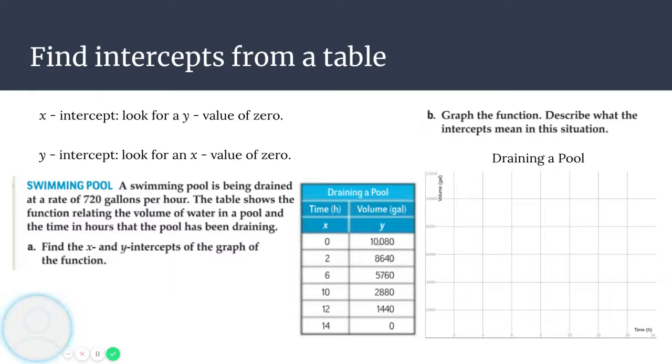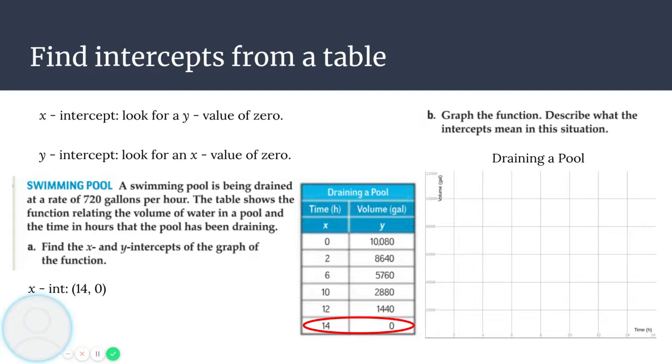Okay, now let's put all this together. Maybe you don't have the graph, but I'm going to give you a table. We still need to find the x and the y-intercepts. If I give you a table, for the x-intercept, you simply need to look at the table and find a y value of 0, because the number that is paired with it is the x-intercept. So if I look at the table here, I found a y value of 0. It is paired with 14, so that makes my x-intercept 14, comma, 0.